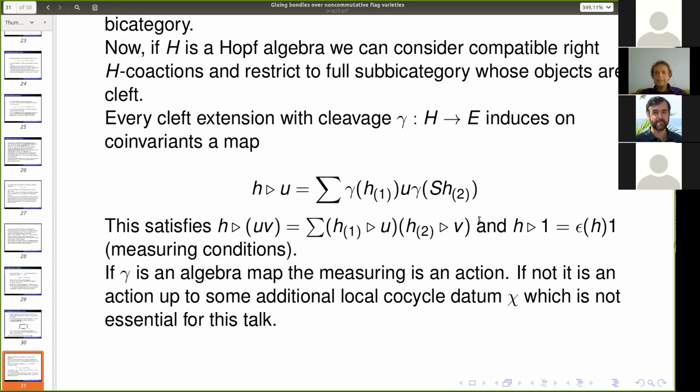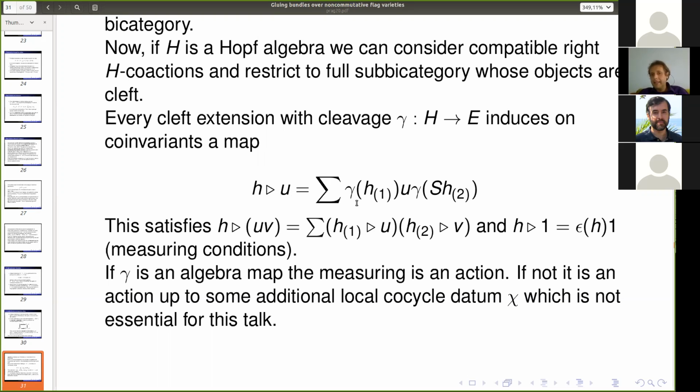So now this is nice. You see, if I have a cleft extension, I have coinvariants, and this gamma is an isomorphism between H and some piece of E. It's not a surjection, but it's a one-to-one map. So this is like a fiber, and the coinvariants are like a base. But it's not just a product. In the classical case, a trivial bundle is a product. Here it is a product as a tensor, as a space, but as an algebra it is more complicated. It is a so-called smash product, and this structure comes from this action.